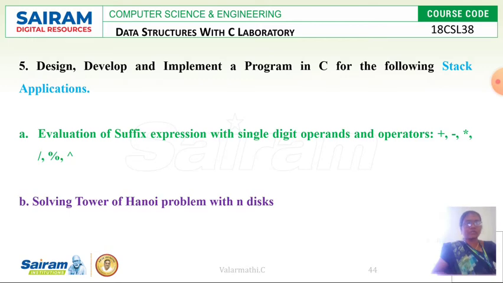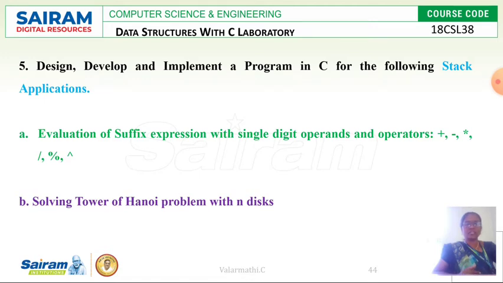So we know the meaning of stack application. There are many famous stack applications. Among them, the first and foremost application is the conversion of expressions into prefix, suffix and postfix. The conversion of expressions is one of the famous and popular applications of stack that we are going to do in our lab, right? So the first sub-concept of the program is evaluation of a suffix expression with single-digit operands and operators, right?